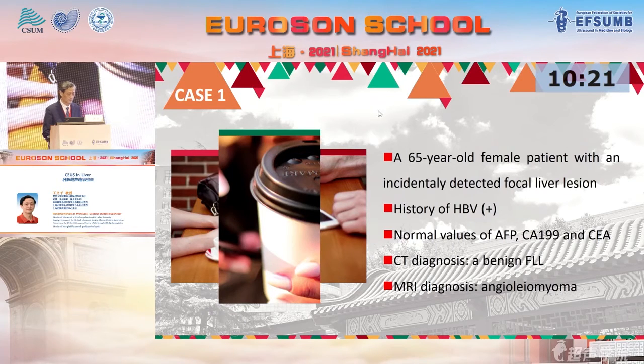Let me show two cases. Case one: a 65-year-old female patient with an incidentally detected focal liver lesion. History of HBV positive. Normal values of alpha-fetoprotein, CA199 and CA125. CT scan diagnosis was benign focal liver lesion. MR scan diagnosis was angiomyolipoma.